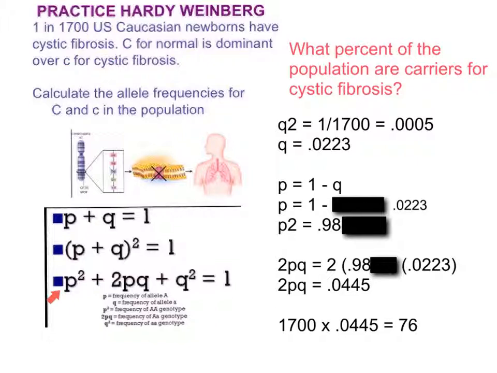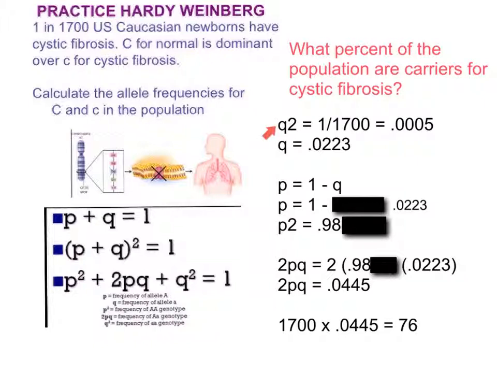We will be using the Hardy-Weinberg equation, p squared plus 2pq plus q squared equals 1, where p squared will be homozygous dominant, normal, q squared will be homozygous recessive, cystic fibrosis, and 2pq will represent the carrier state. So we want to know what percent of the population are carriers for cystic fibrosis.